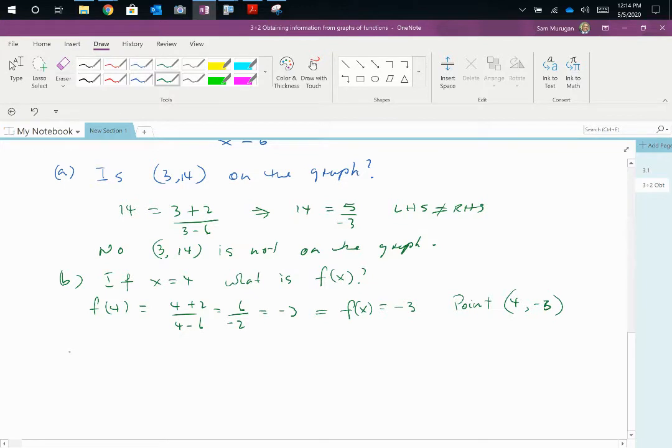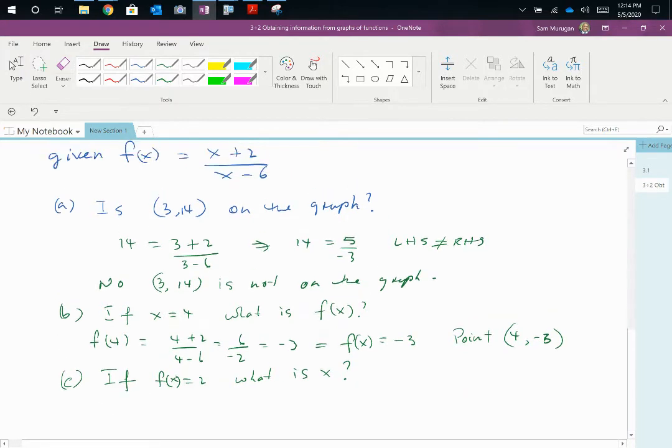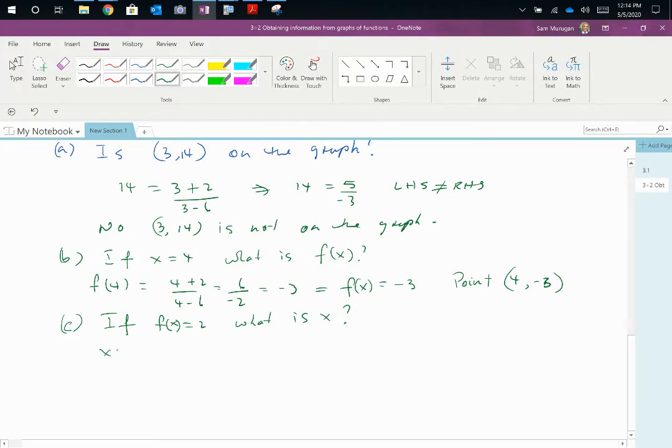Part C, if f of x is equal to 2, what is x? So if y is equal to 2, we have the original equation: x plus 2 over x minus 6 is equal to 2.